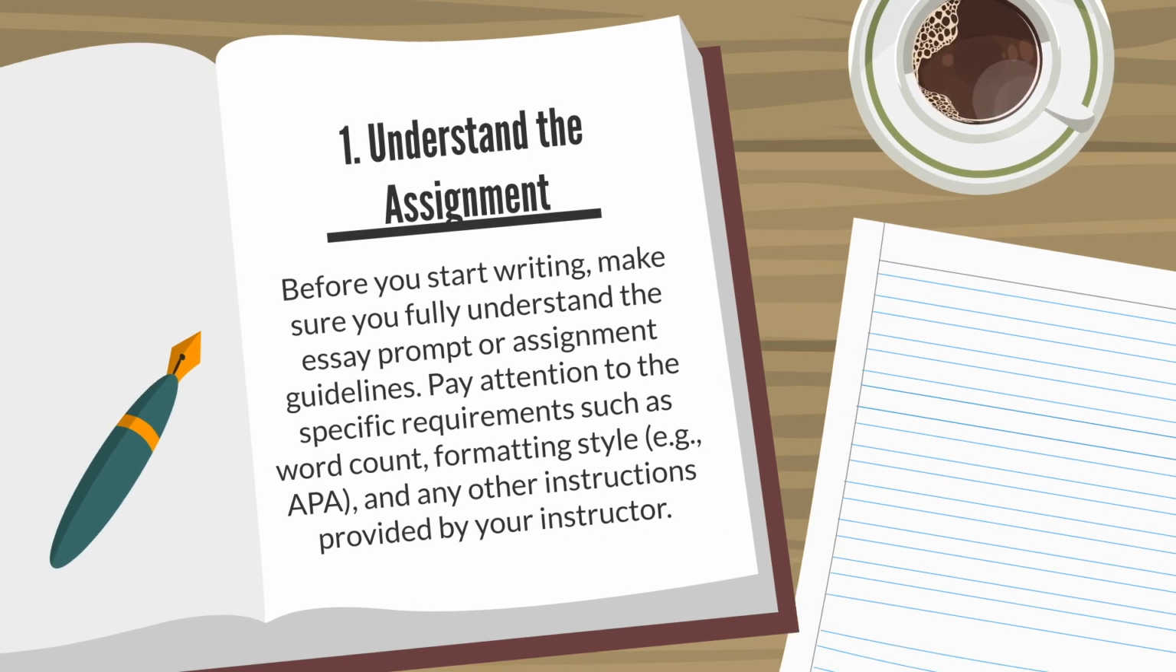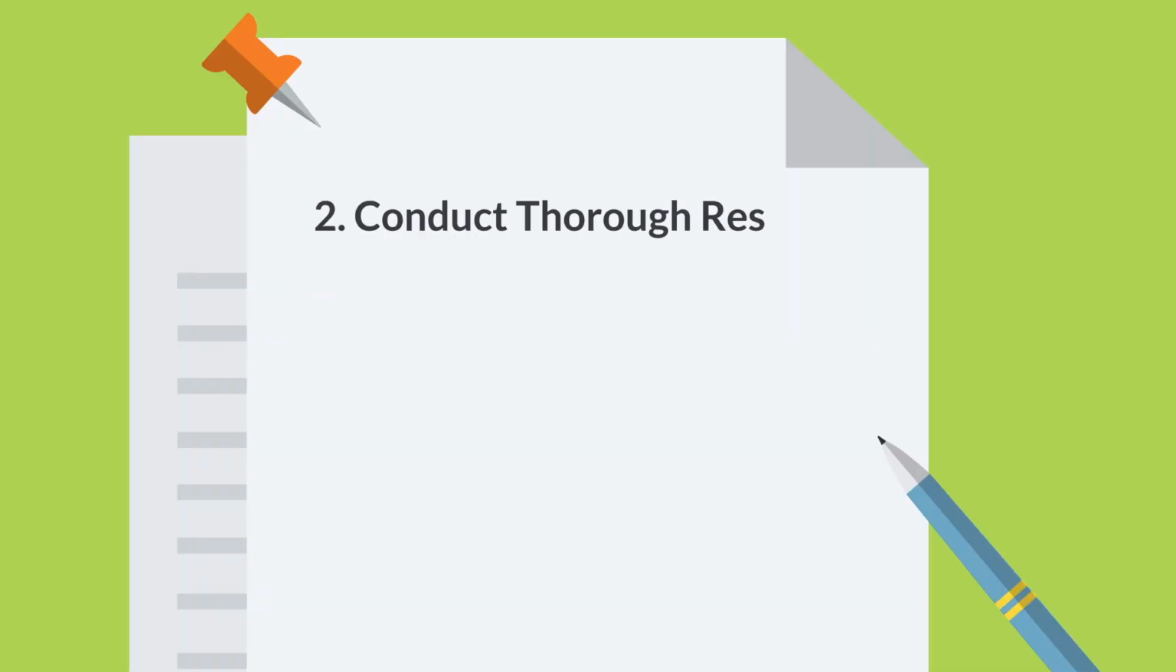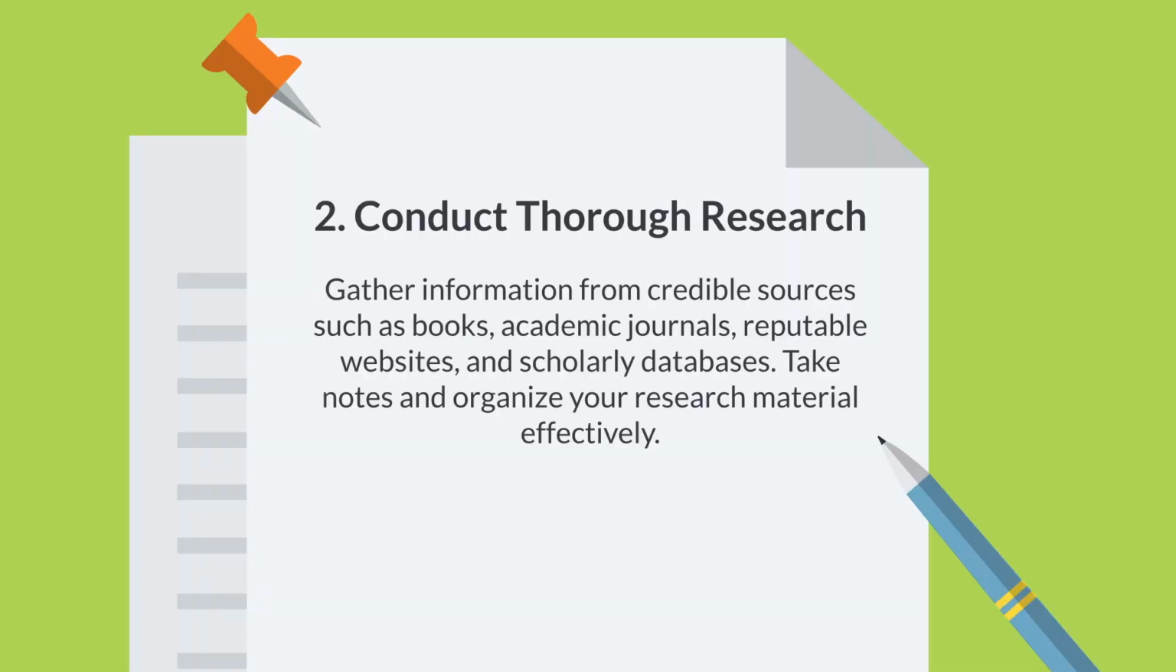Before you start writing, make sure you fully understand the essay prompt or assignment guidelines. Pay attention to specific requirements such as word count, formatting style, APA, and any other instructions provided by your instructor. The second tip is conduct thorough research. Good research is the foundation of a strong academic essay. Gather information from credible sources such as books, academic journals, reputable websites, and scholarly databases. Take notes and organize your research material effectively.